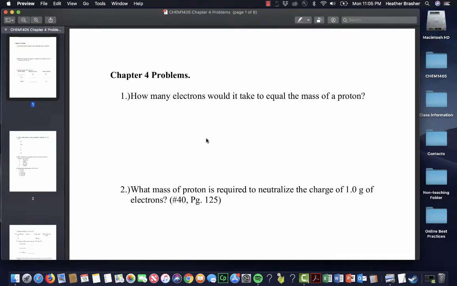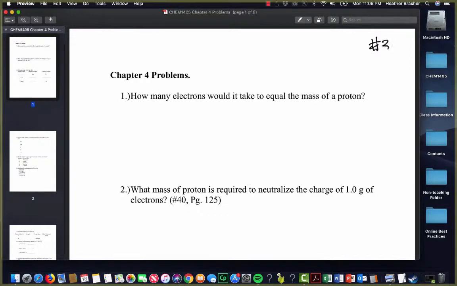Hey guys, so I decided that I was going to go through a couple of problems so that you would understand what's going on. If you look at this one, I don't have it written down, but this is number 37 on basically page 125, I believe. This first question goes, how many electrons would it take to equal the mass of a proton?